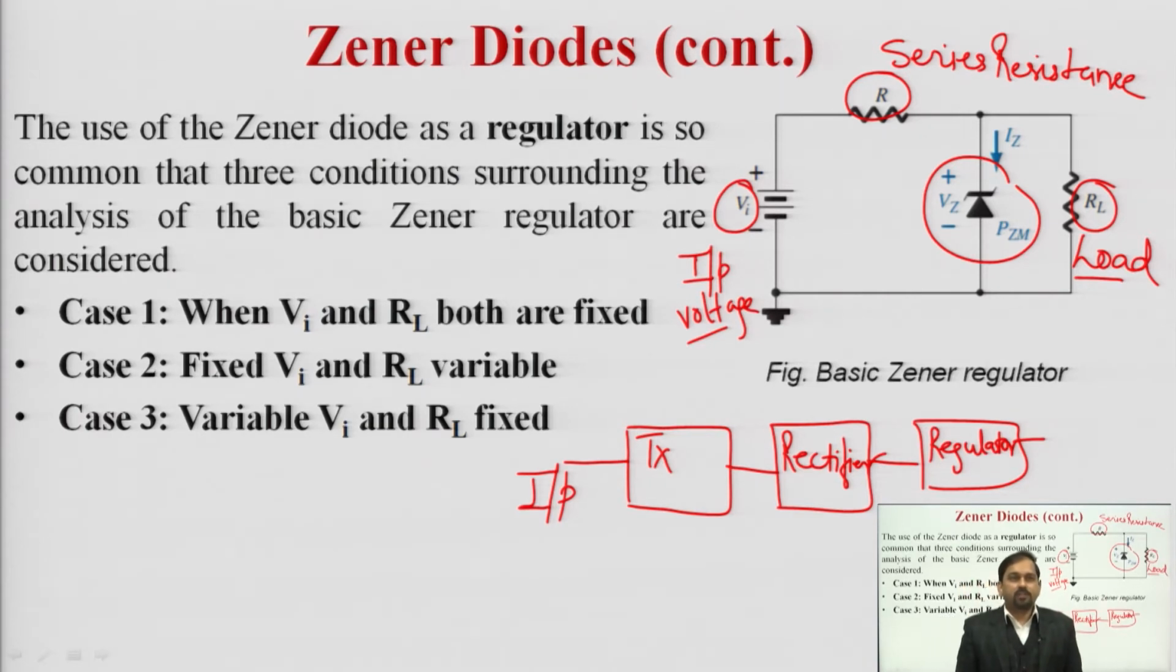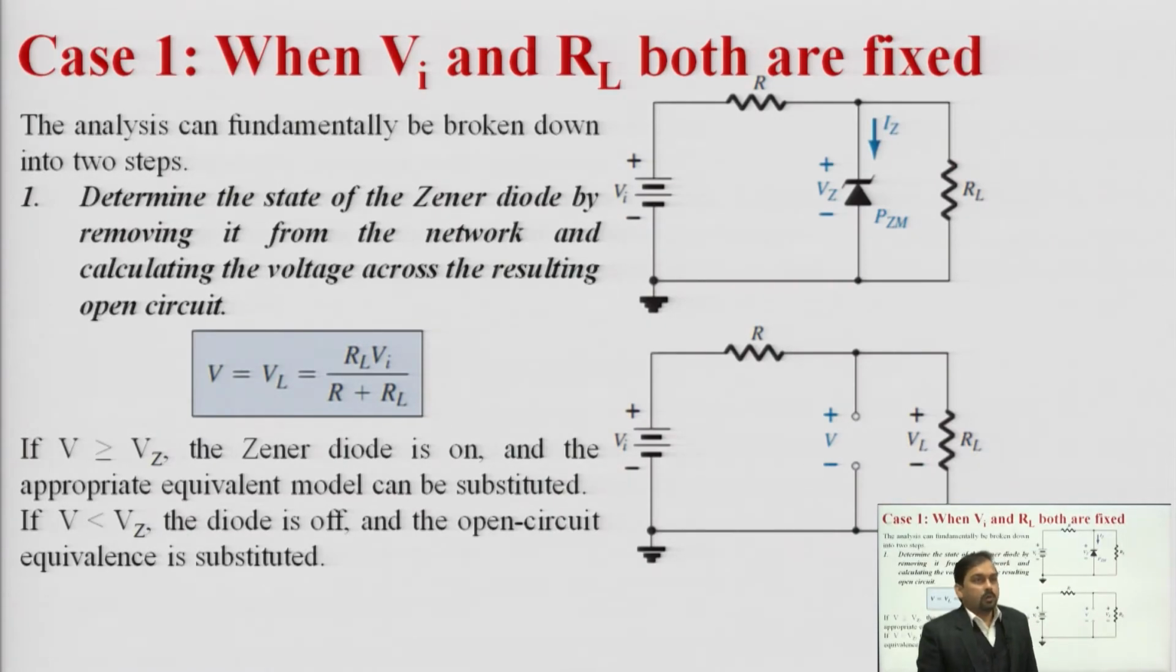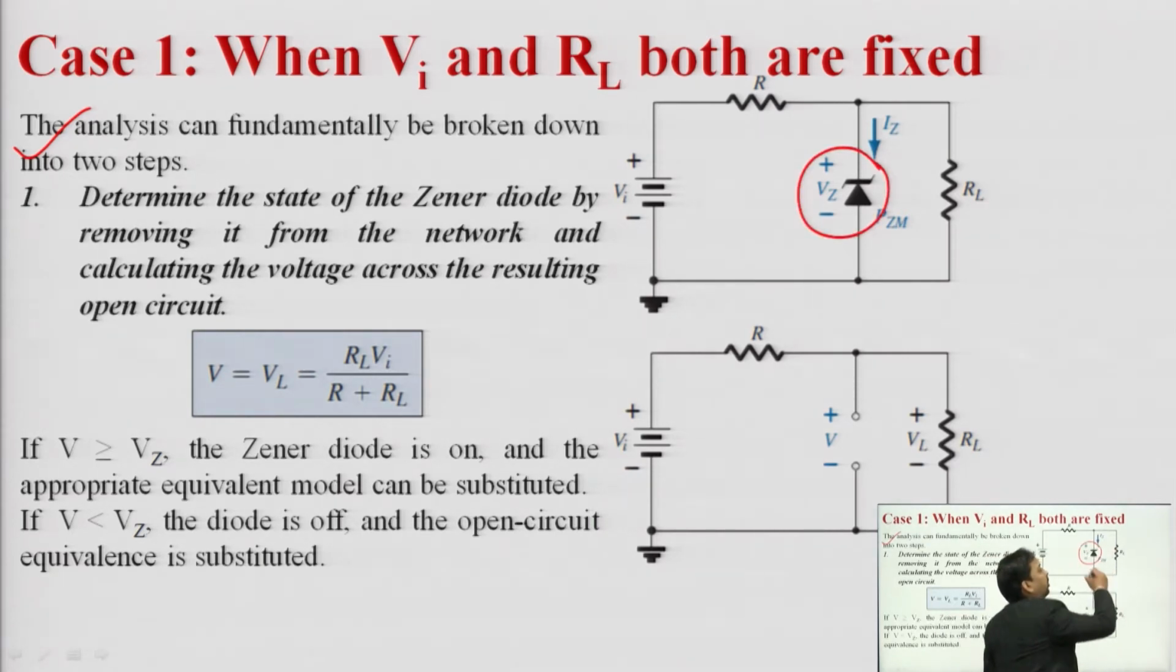We will see the first case for the Zener diode as a voltage regulator. In this first case, we can perform the analysis by first checking whether this Zener diode is in a conducting stage or non-conducting, that is, whether the Zener diode is working in reverse bias condition or not. For that, first of all we need to remove this Zener diode from the circuit.